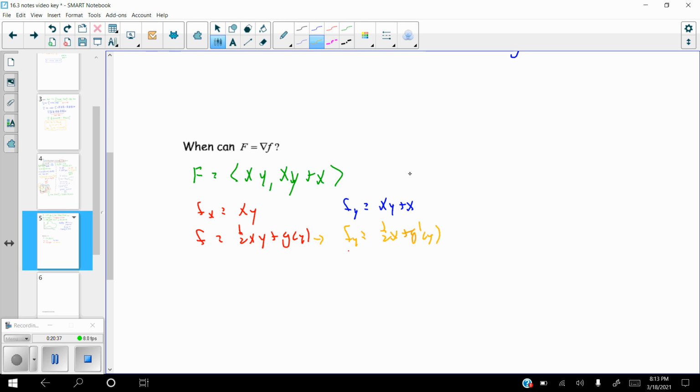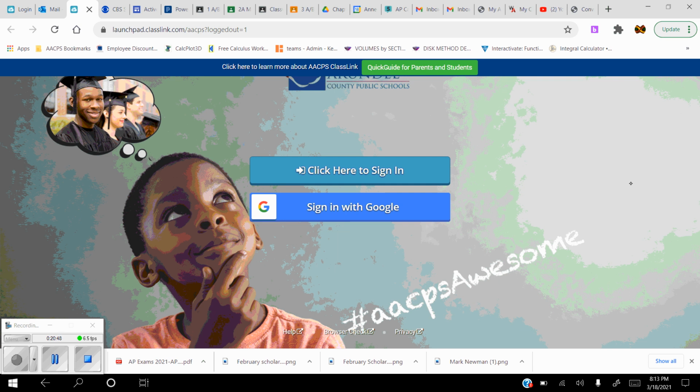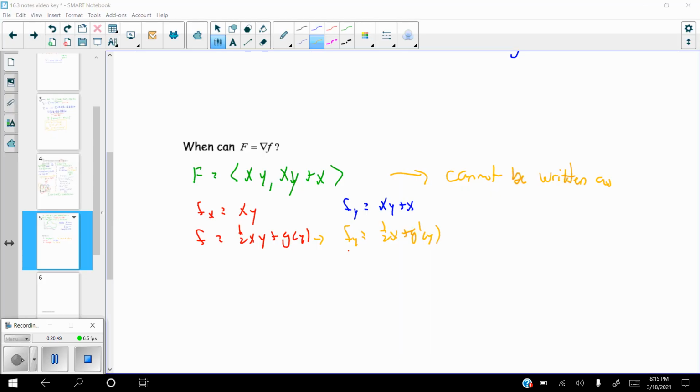So in this case, this cannot be written as the gradient of f. Okay, there's just no way to do it.